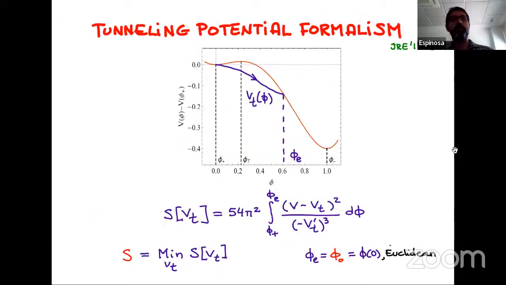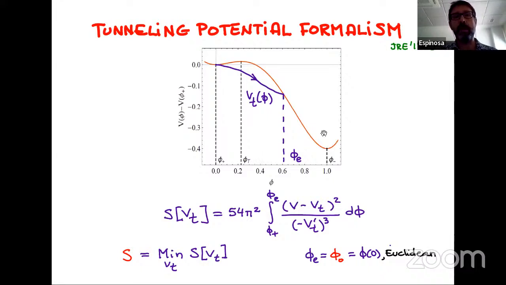Okay, so the alternative way, you consider paths that go out of the false vacuum beyond the barrier, ending at some endpoint, phi e. This path defines a function of the field, which I call tunneling potential. Okay, and to any such path, I will assign a number that is given by this functional that I wrote here. So it's just an integral in this field interval between phi plus and the endpoint of this quantity, which is basically the difference between the potential and the tunneling potential squared divided by the slope to the cube.